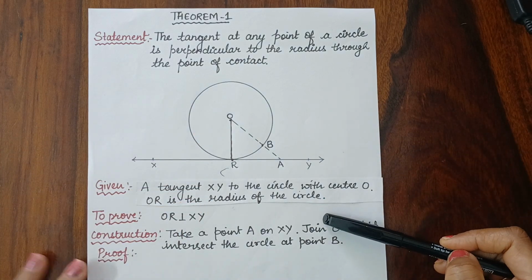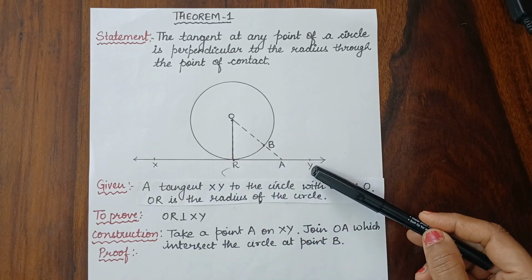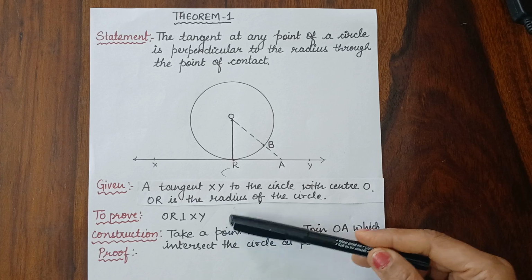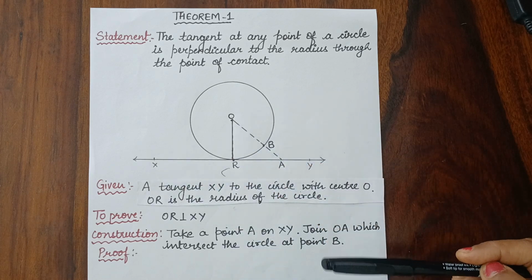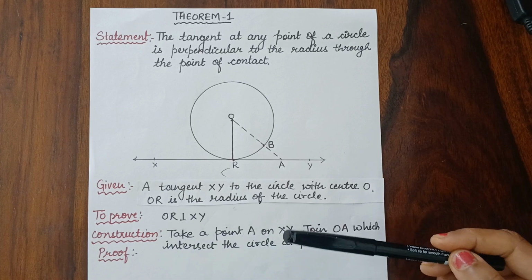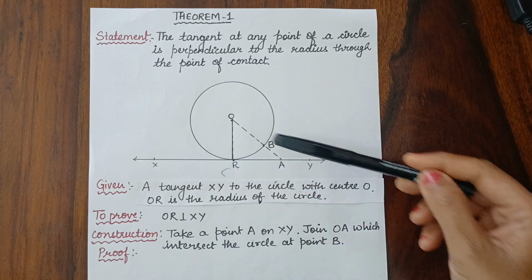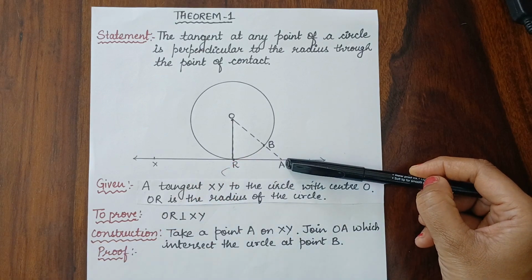What is given? A tangent XY to the circle with center O. Tangent is given to us and OR is the radius of the circle. What I need to prove? I need to prove that OR is perpendicular to XY. Construction: take a point A on XY and join OA. Now you can see that this OA is intersecting the circle at point B.